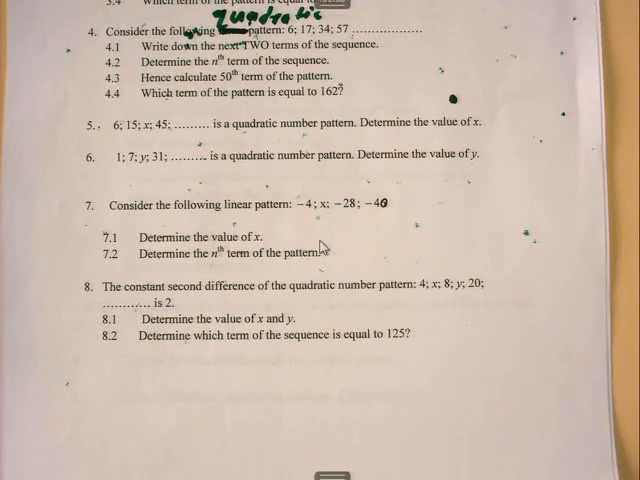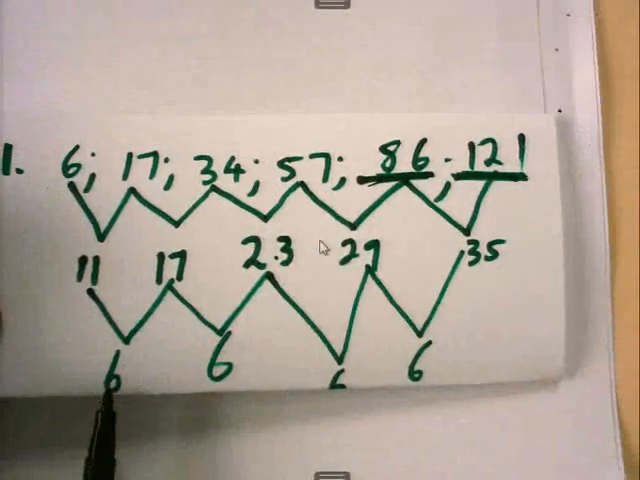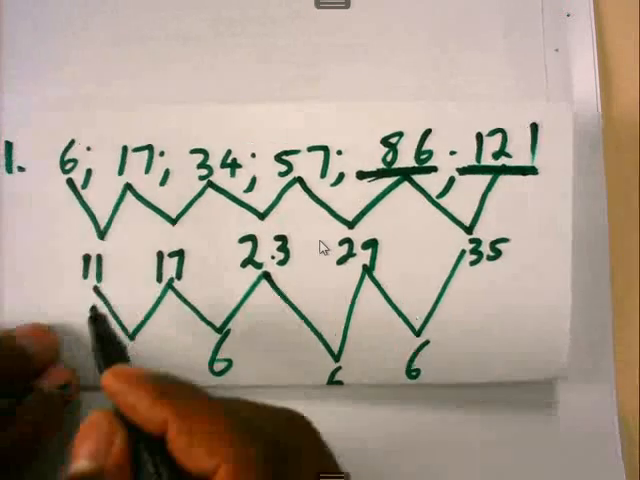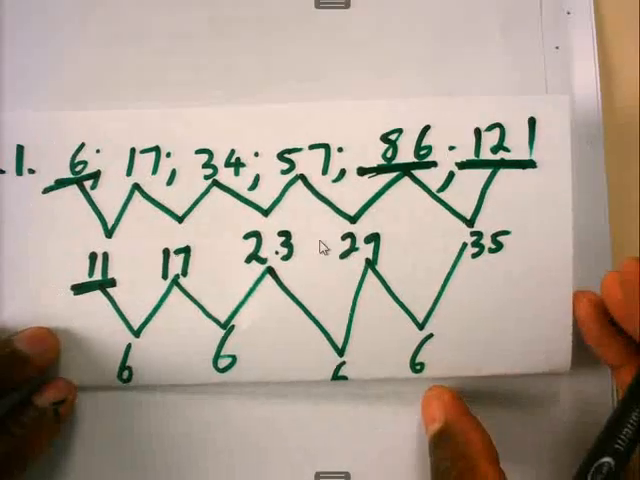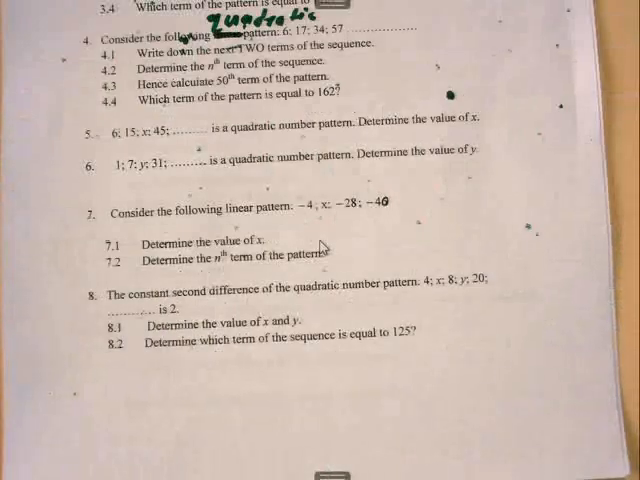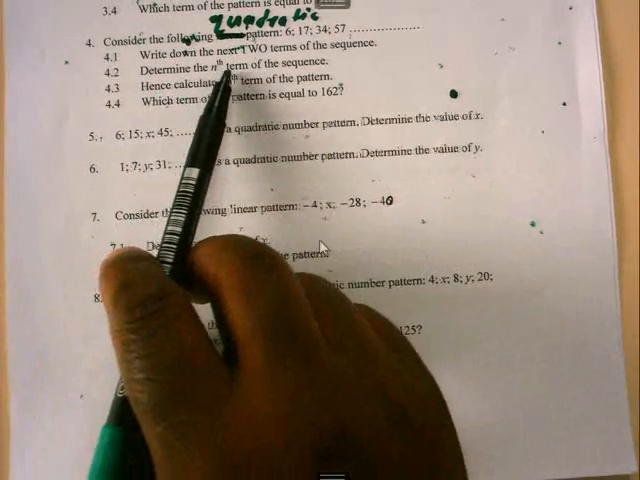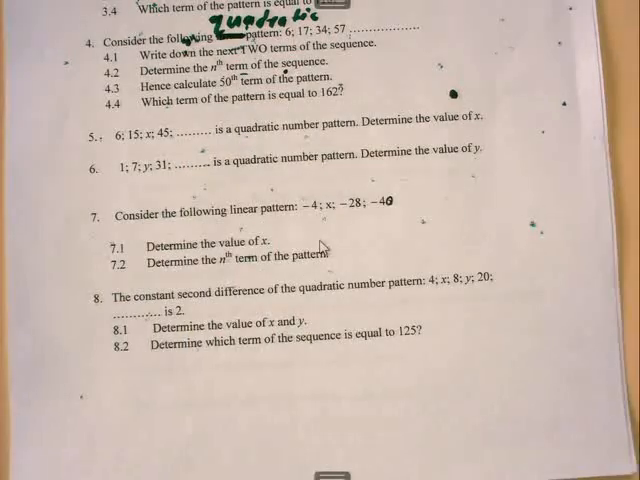4.2 states, determine the nth term of the sequence. Remember, from the previous exercise, we are now at 4.2. From 4.1, our common difference is 6. The first difference and the first term are the terms that we are going to use to determine the nth term. So the question states 4.2, determine the nth term of the sequence.